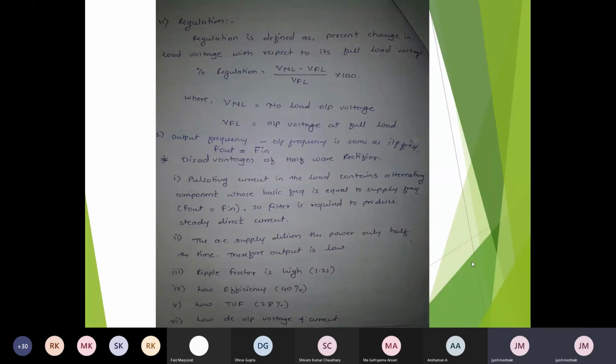Then we are going to see the disadvantages. There are lots of disadvantages for the half wave rectifier. Here we have mentioned a few. You can add more if you find them in reference and textbooks. After that we will compare half wave and full wave rectifier.